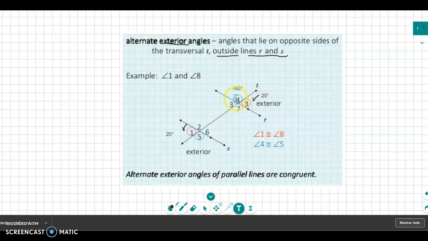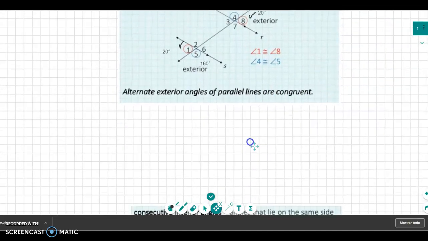So angle 4 and angle 5 are exterior angles, and this is also 160 degrees. They are alternate exterior angles, and these angles are congruent. They have the same value.